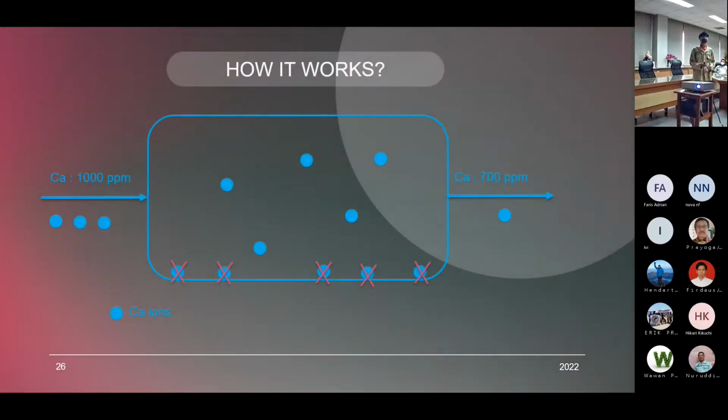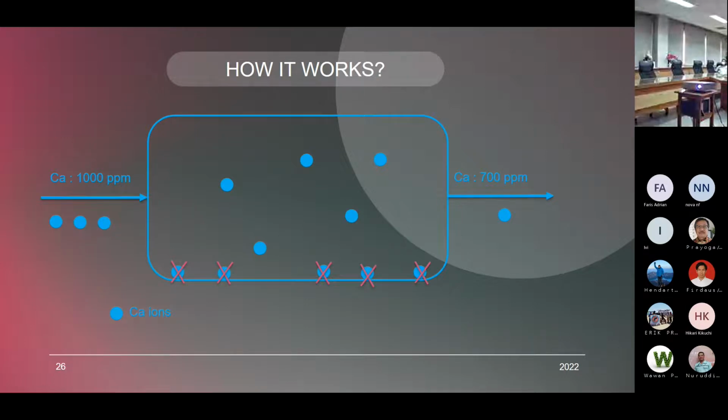So I want to tell you about the mechanism of how the scaling works. Let's say we have an initial condition of 1000 ppm calcium ions, and when we check the final, we have 700 ppm calcium ions. And where is the rest? The 300 ppm is sticking to this wall, and we call it scaling. So, how do we encounter it? Do you have any idea? Yes, Mev.